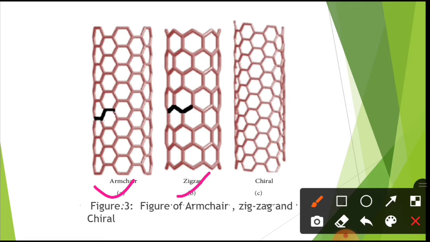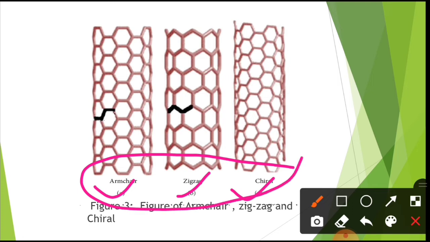Secondly, zigzag. The zigzag structure is made by rolling the graphene sheet in such a way that the tube axis is perpendicular to the carbon-carbon bonds. And the third one is chiral. In the chiral structure of carbon nanotubes, carbon-carbon bonds are inclined to the direction of tube axis. These three types of single-wall carbon nanotubes are formed by folding of graphene sheet in three different ways.